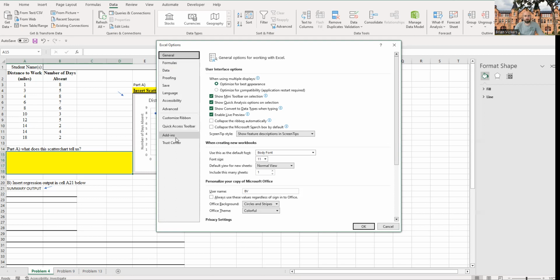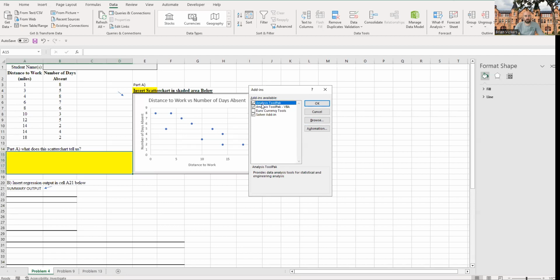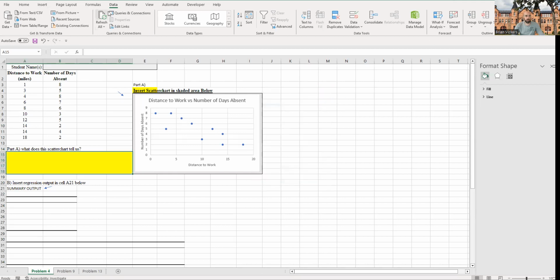If you're using Mac OS and you're having trouble finding any of the options under add-ins, a quick Google search is your friend: how do I add Analysis ToolPak? So you click on add-ins, you click Go, and then just make sure Analysis ToolPak is checked. Once you check that, you hit OK, and it'll show up right here in the Data tab. If it doesn't show up right away, you'll need to close Excel and open it back up again, but it usually does show right away.